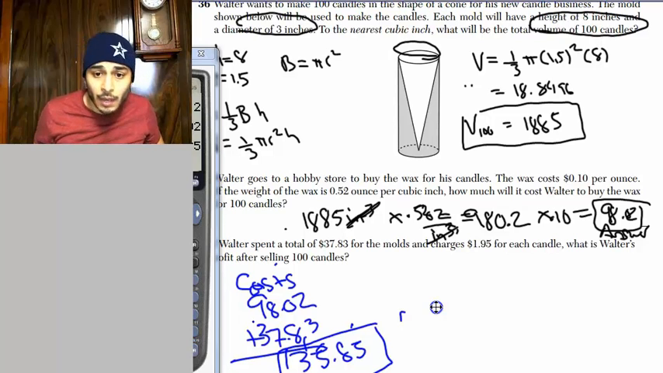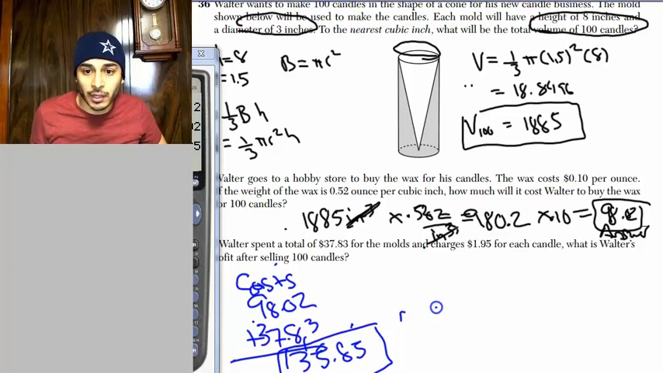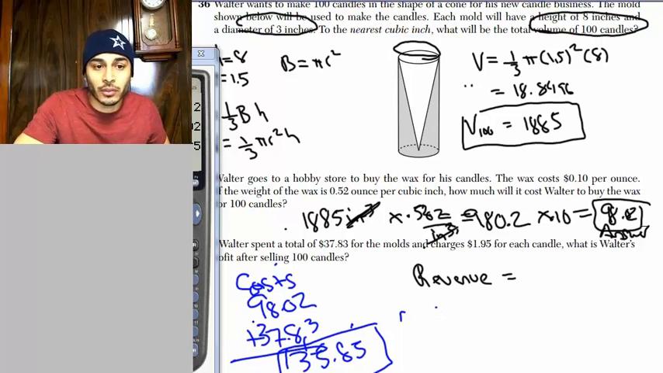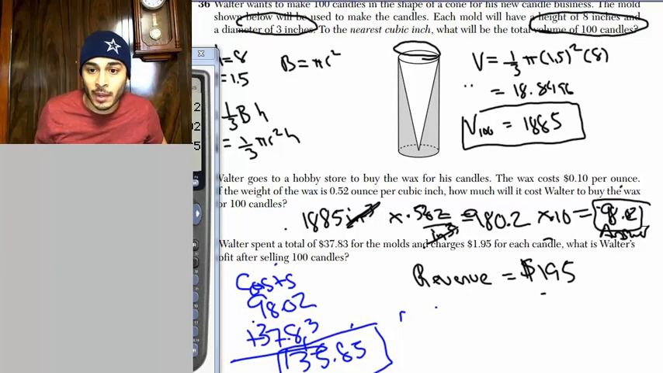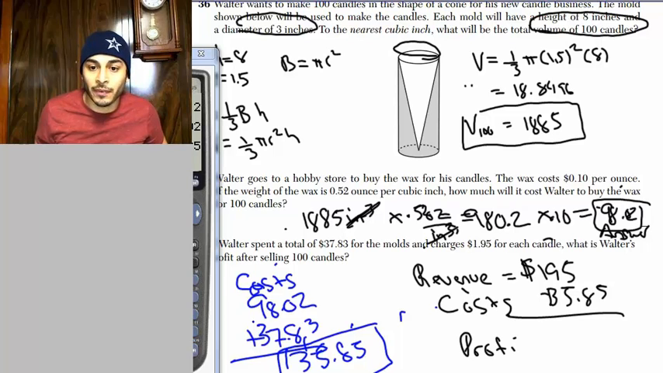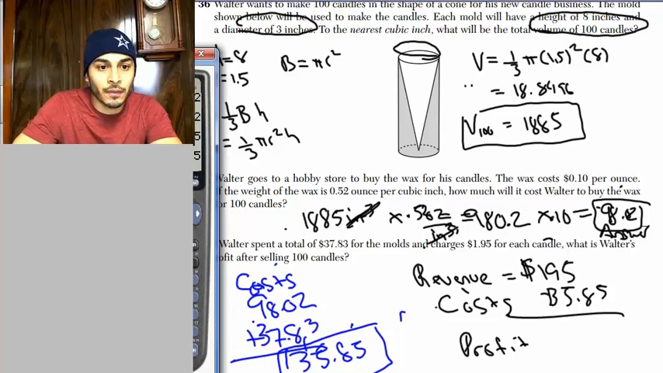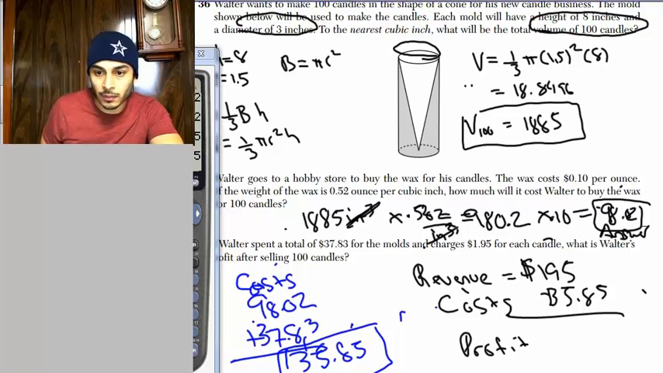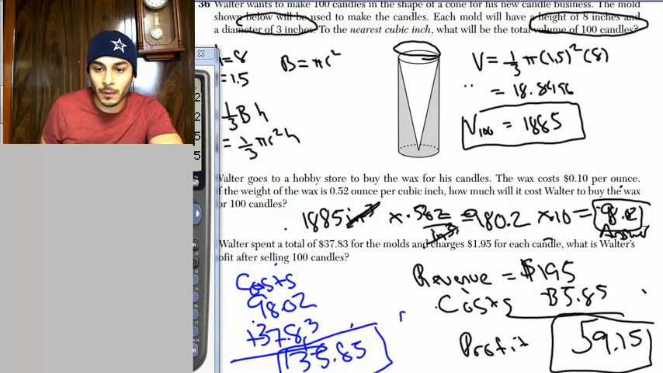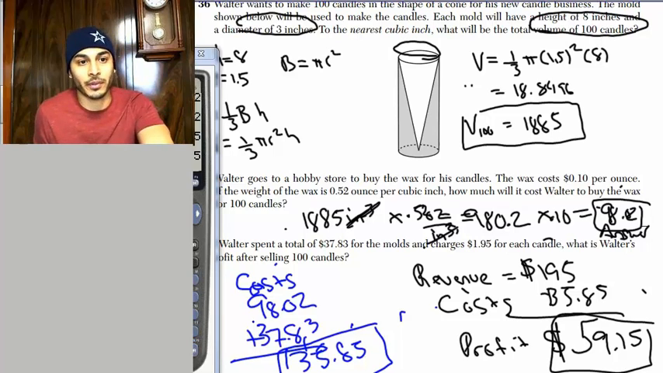That's not the answer. If you want to know how much money he made, we'll take how much he took in, that's his revenue. His revenue is 1.95 per candle, and he sold 100 of those. So what's 1.95 times 100? That's 195. He took in 195, but he spent 135.85. So revenue minus your costs gives you your profit. What's 195 minus 135.85? That comes out to 59.15. So his profit is 59.15. That is the answer. All right, hope this helps. Take care.